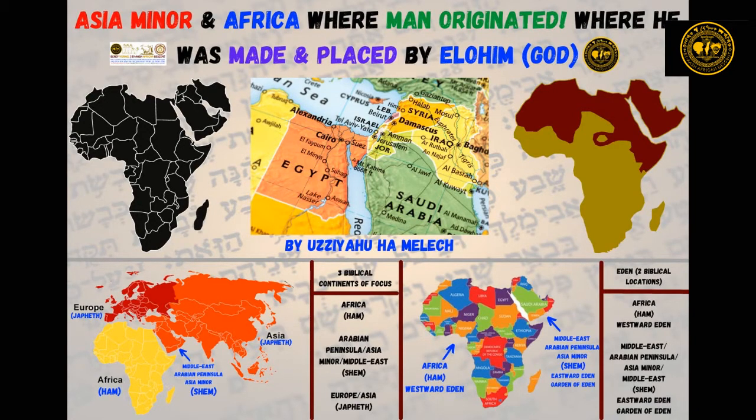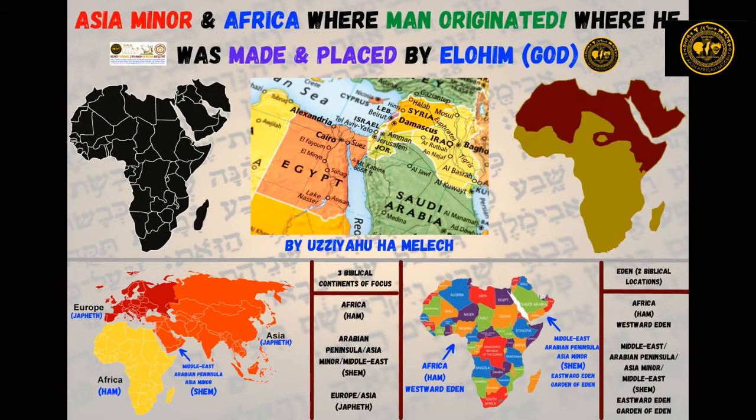This is the origin of man. But this, Europe, and then Asia, that's Japheth. And then the other parts of the world were vacant at that time. This is considered the world. Okay? So the 3 biblical continents of focus are Africa, Arabian Peninsula, Asia Minor, right? Middle East, and then Europe and Asia, right?